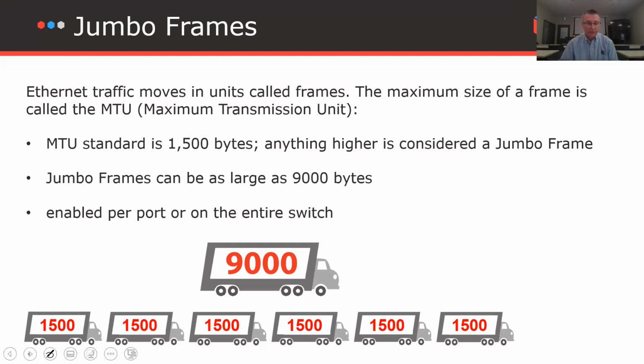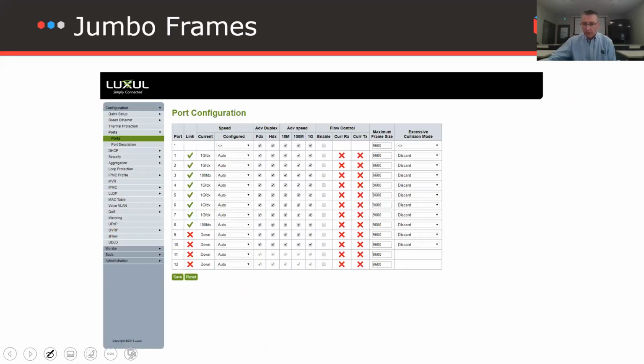So we can move around information a lot more efficiently with jumbo frames. And that's really all jumbo frames is. It could be as simple as in my Luxol switch, I set my maximum frame size to as large as it will let me. In this case, it let me set it to 9600. That way I know I've got jumbo frames enabled and I can move that data around more efficiently.